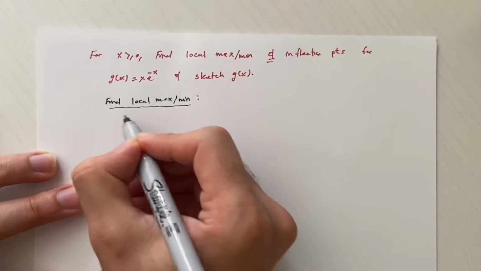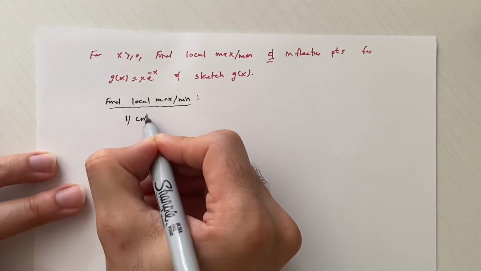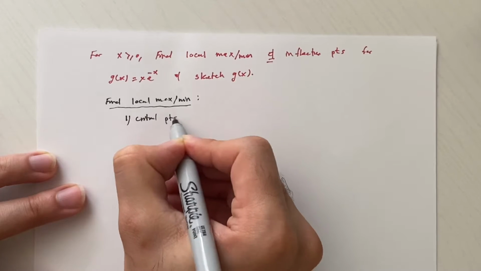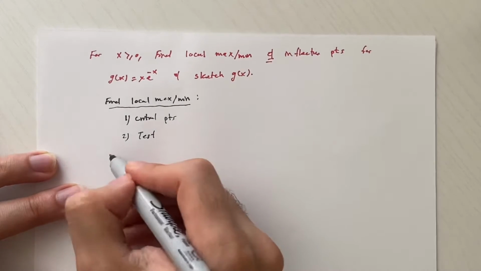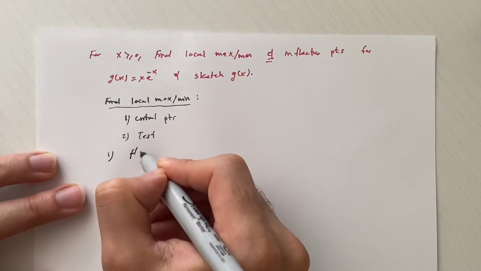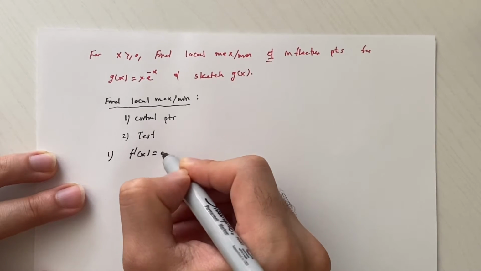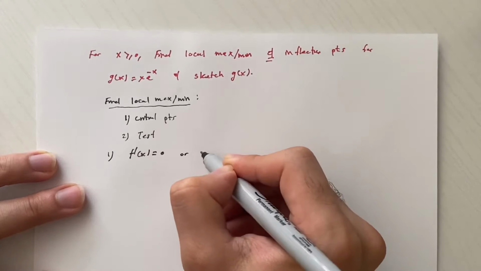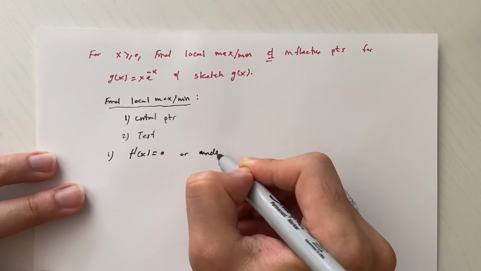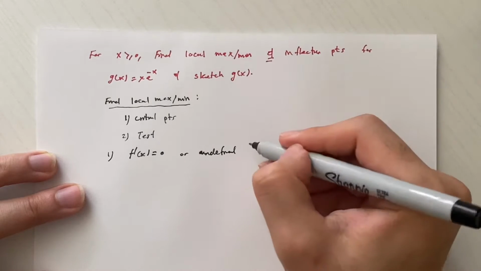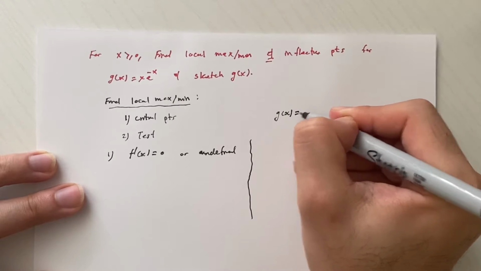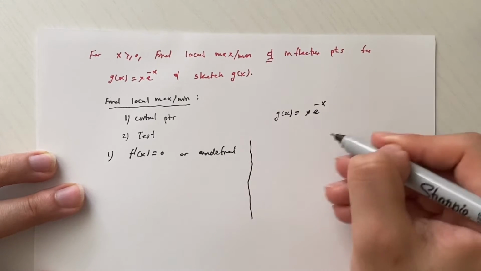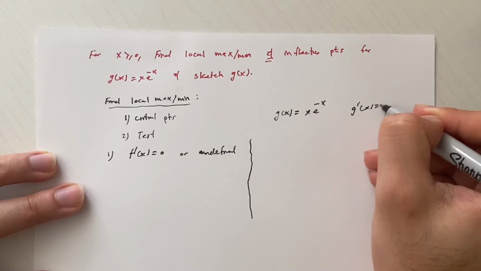To do that, we have to find a critical point, and then we need to test this critical point to see if it is a local max or local min or either. To find a critical point, it's where the first derivative is 0 or undefined. So we are given this function g of x equal to x e to the negative x.